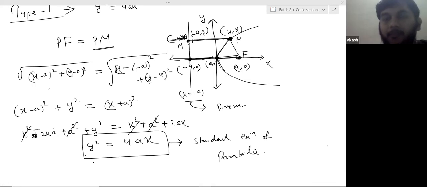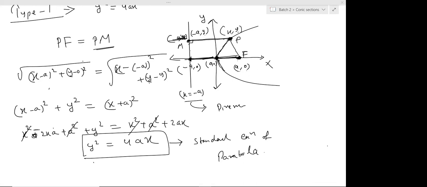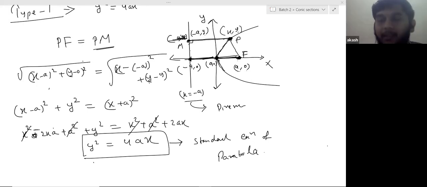Mazia, can you tell me the definition of parabola? It is the set of all points which are equidistant from a fixed point and a line, right? So this is our line, x equals minus a. This is our point, a comma 0, focus. This coordinate will be minus a comma y, right?